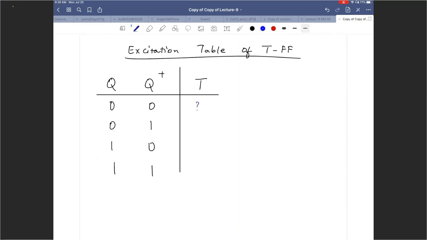The only question you have to ask is, do I want it to toggle or do I not want it to toggle? Over here, no toggle. So 0. Next, 0 becoming a 1. Yes, please toggle. 1 becoming a 0. Yes, I have to give input as 1 for it to toggle. Last one, 1 to 1, which means don't toggle. So that would be the excitation table of a T flip-flop.